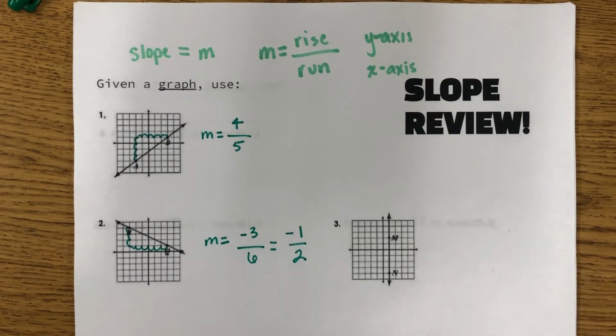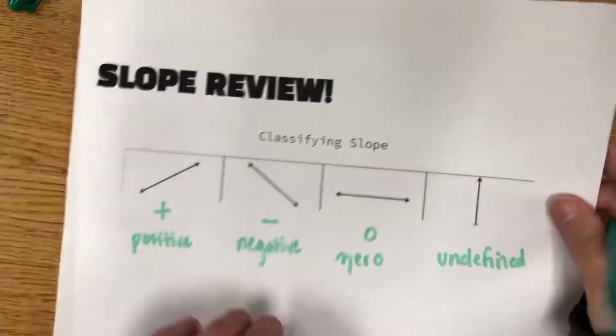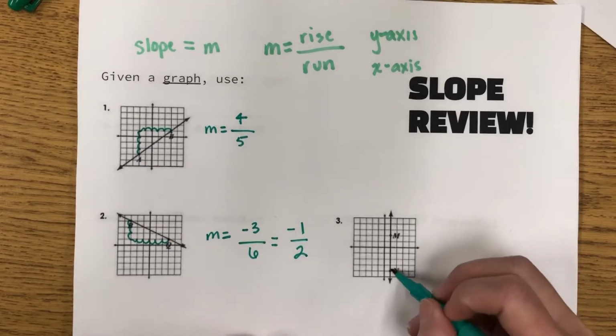All right, the last one here that we're going to do together is example 3 under slope review. We'll notice that this is a straight line up and down. So this is a vertical line. And what we know about vertical lines, if you remember from how we classified them, is that all vertical lines are undefined. So we know that this would be undefined. However, I want you to actually calculate the numbers. So let's start at the bottom and move to the top.